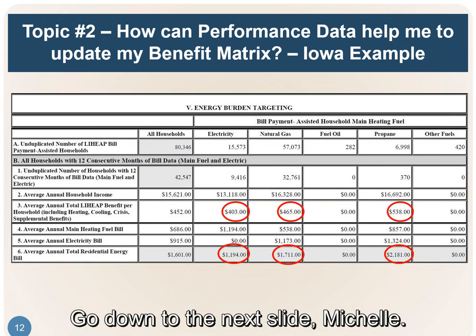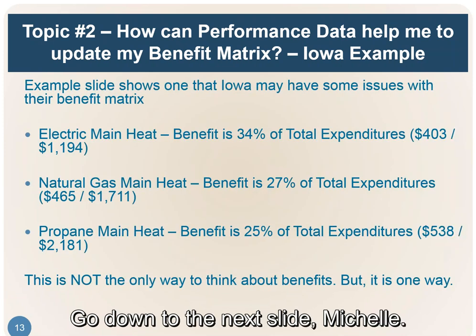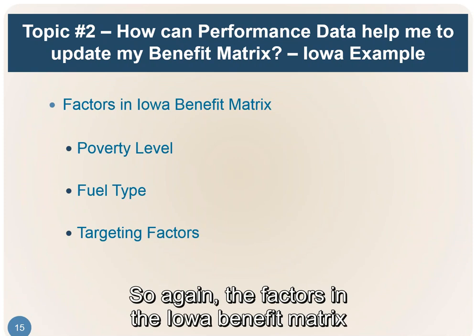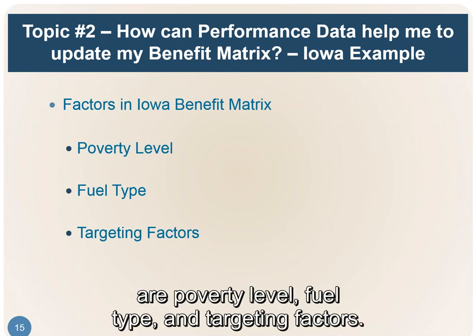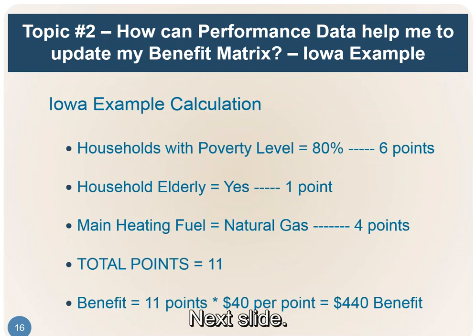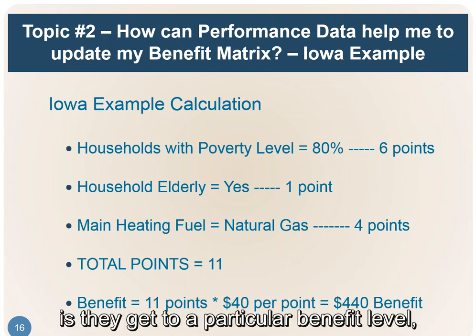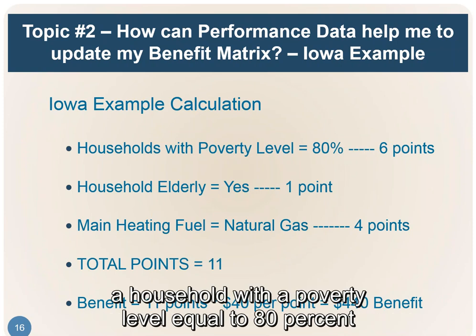Go down to the next slide, Michelle. And then the next slide. And then the next slide. So again, the factors in the Iowa benefit matrix are poverty level, fuel type, and targeting factors. Next slide. So let's again examine how they get to a particular benefit level.